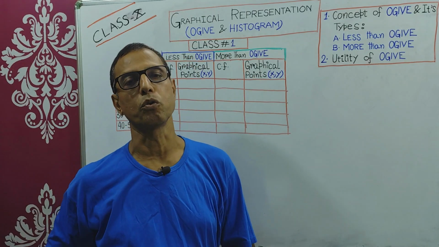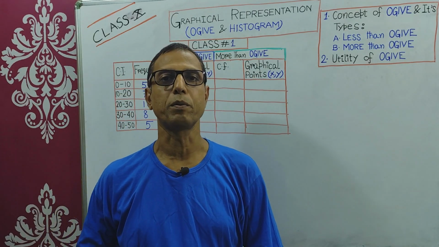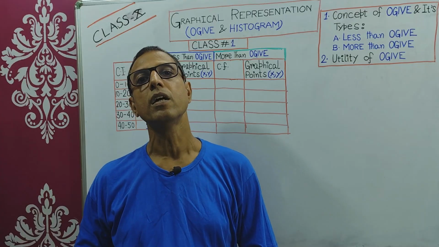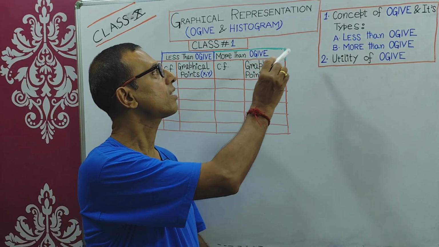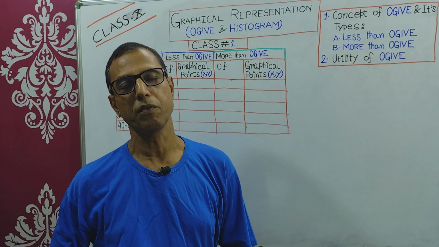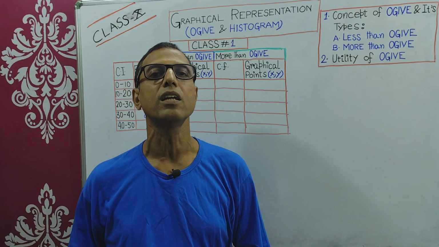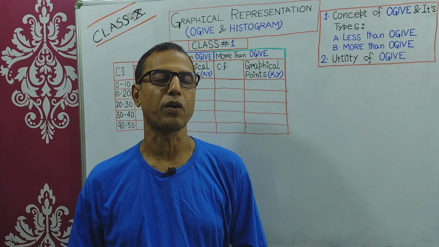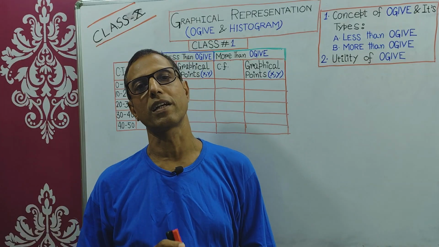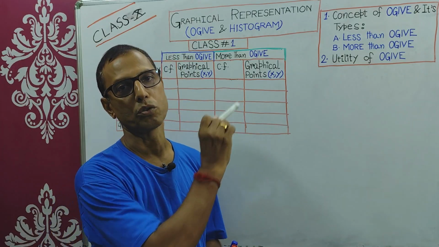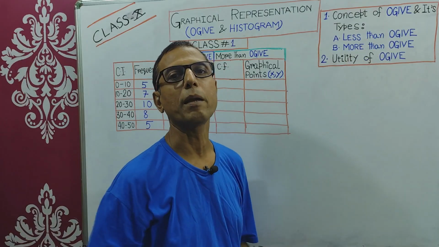So histogram and mode, how to find out mode for group data using histogram, that I will cover up in a separate video. Here we will understand first what is the concept of OGIVE. If you understand the concept, it's very easy for you to find out median, lower quartile and upper quartile using OGIVE. And what are the different types of OGIVE curve?